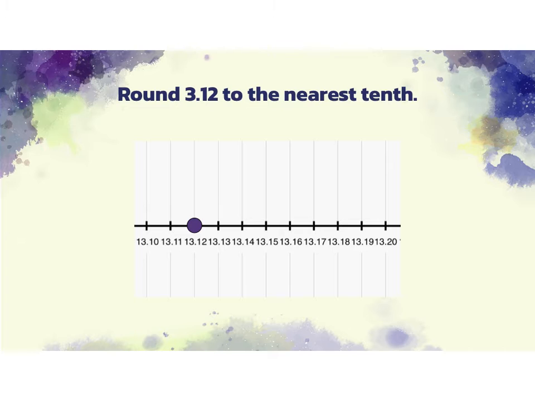Let's round 13 1/200 to the nearest tenth. I can use a number line this time as well to see that 13 1/200 is between 13 1/1000 and 13 2/1000, but closer to 13 1/1000. That means that 13 1/200 rounded to the nearest tenth would be 13 1/1000, or 13 1/10.